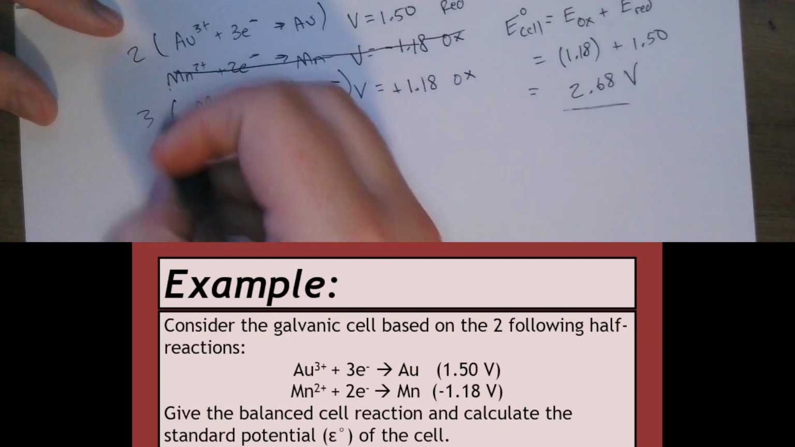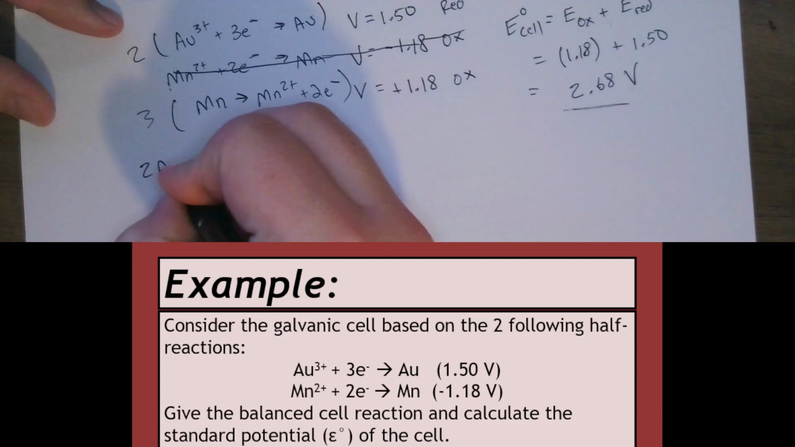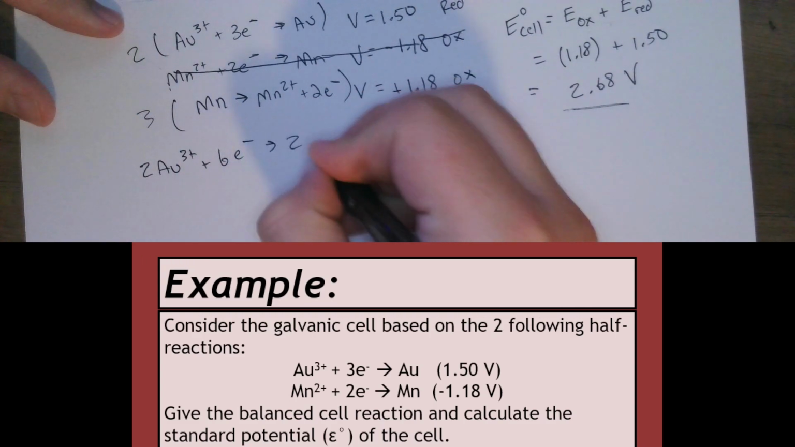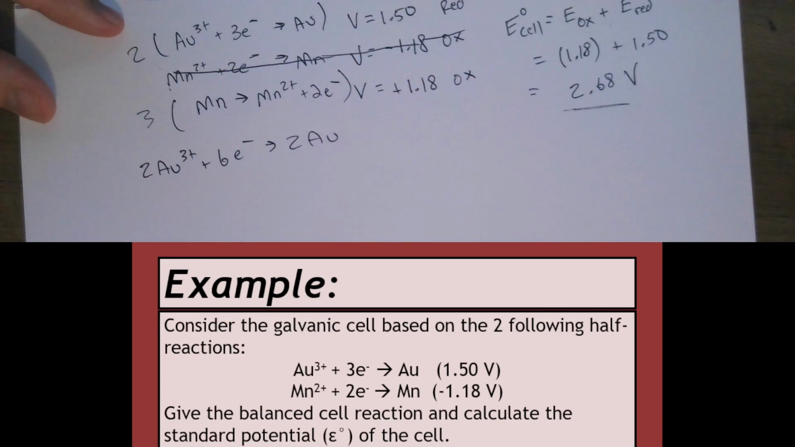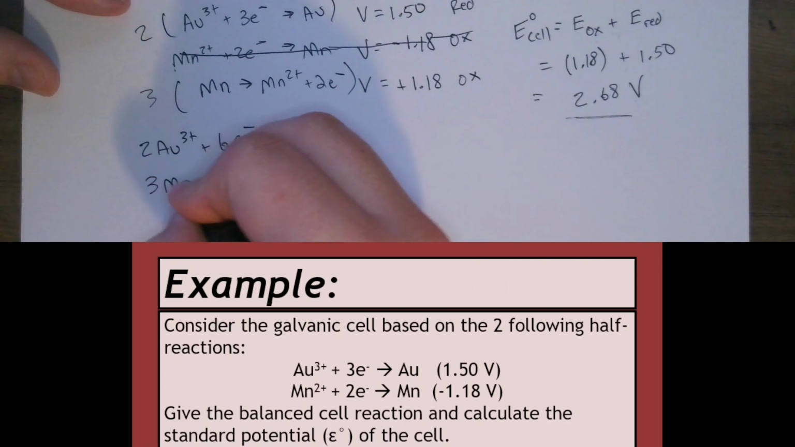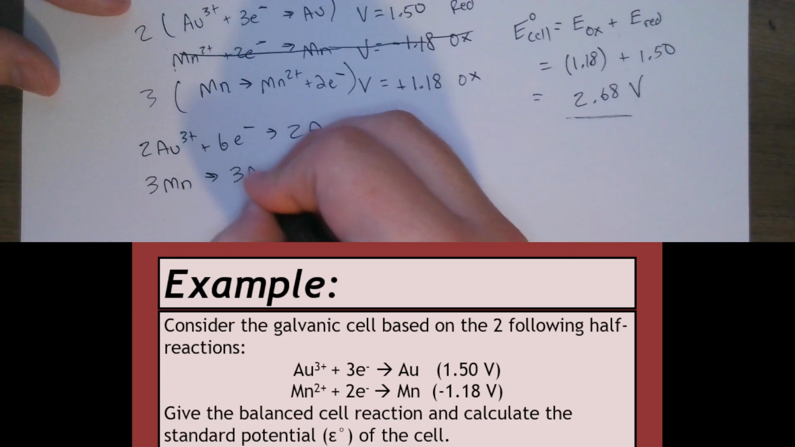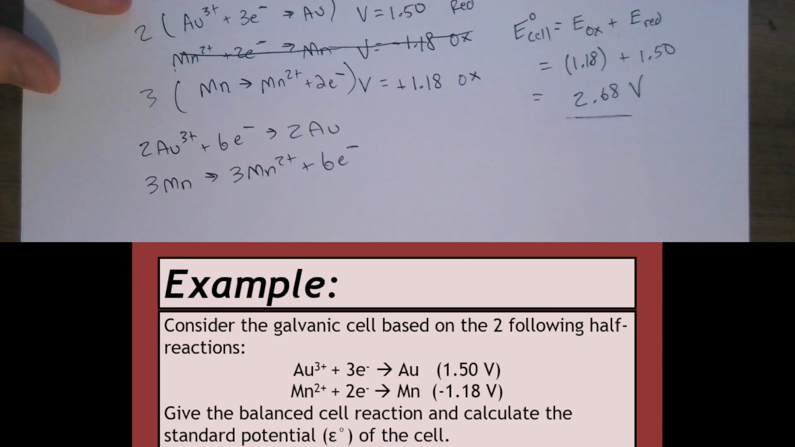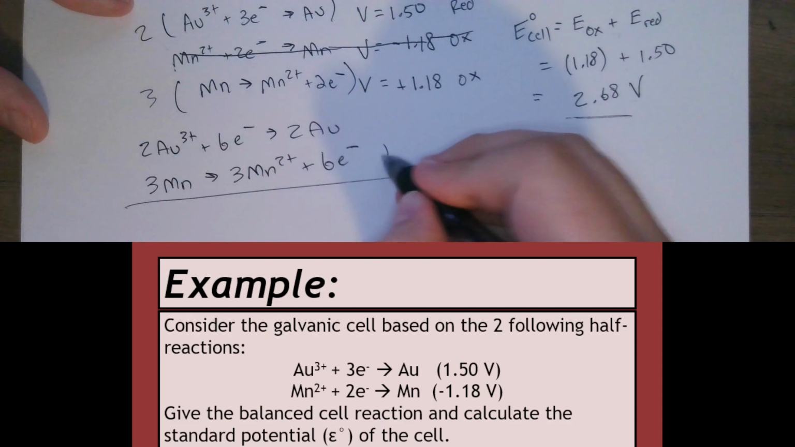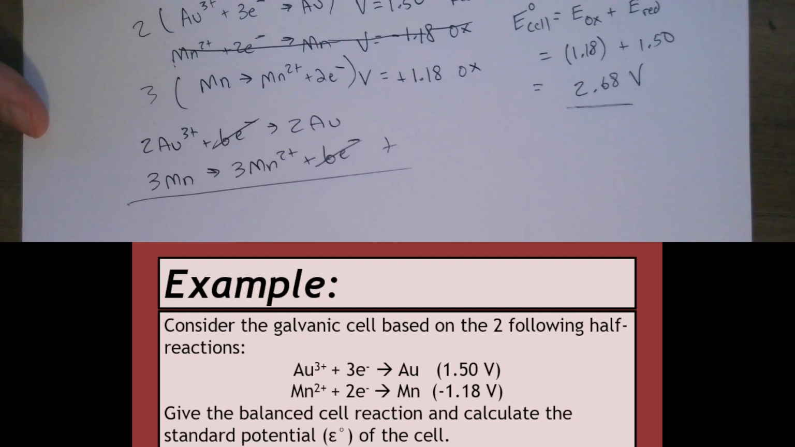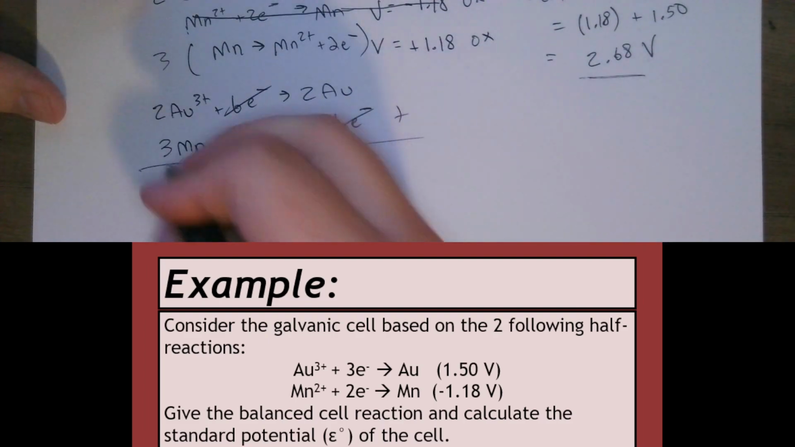Okay, so I'm going to do this top one. I'm just going to rewrite it down here. Plus 6 electrons gives you 2 regular golds. I'm going to write the next one down here. 3 manganese gives you 3 manganese 2 pluses. Remember to double everything. Those are our two reactions. Electrons, one on the left, one on the right. Both are 6. Cancel out. Everything else we just add back up.